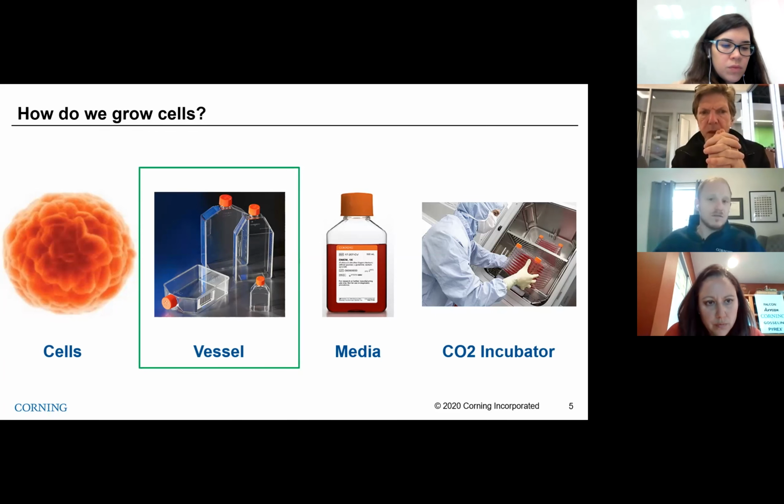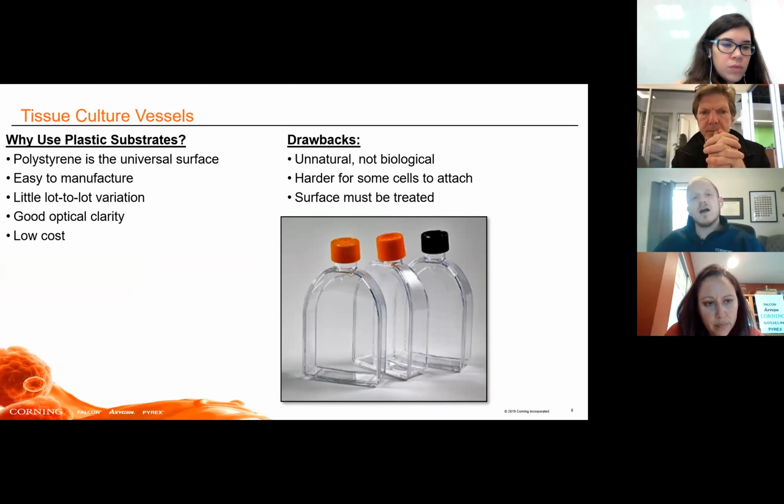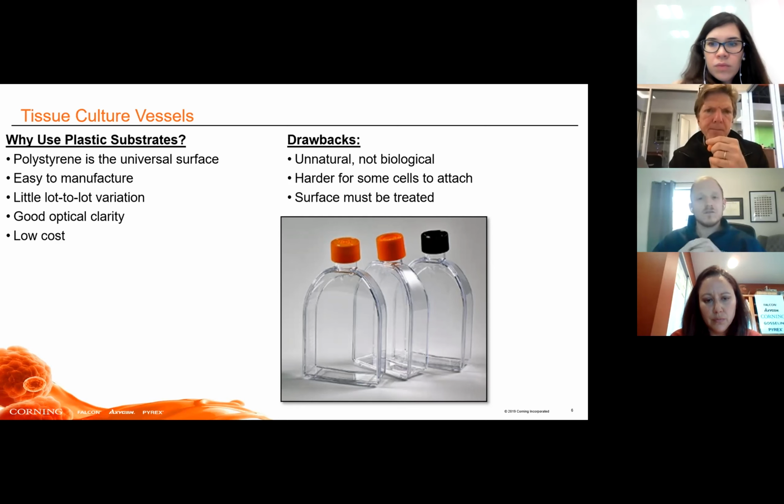So what are the common cell culture vessels that are used for growing cells? These days, the most common method is utilizing polystyrene plastic, which is the universal material. And there's a few reasons for this. One, it's easy to manufacture. There's little lot-to-lot variation. You have good optical clarity, so you can observe your cells on the surface, and it's ultimately low cost. Some of the drawbacks, though, is that it's unnatural. It is a hard, non-biological surface. It's harder for some cells to attach, and the surface must be treated. But by far, it is the most commonly used method for culturing cells in a laboratory.